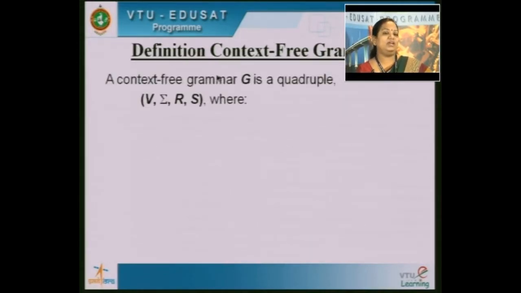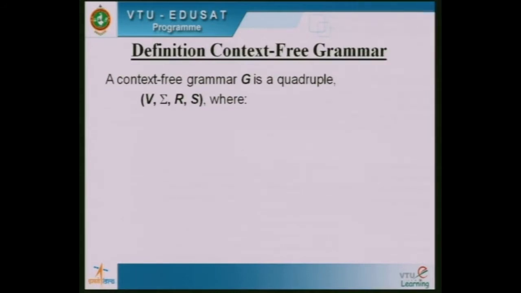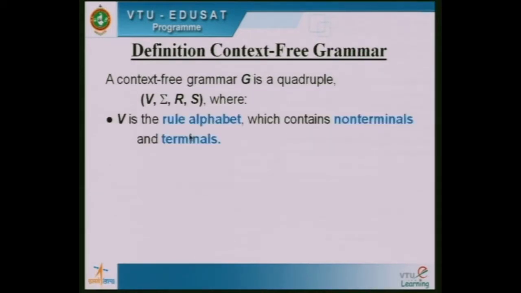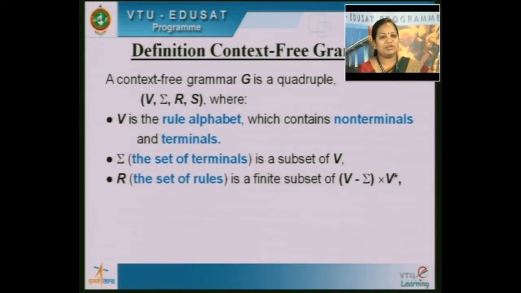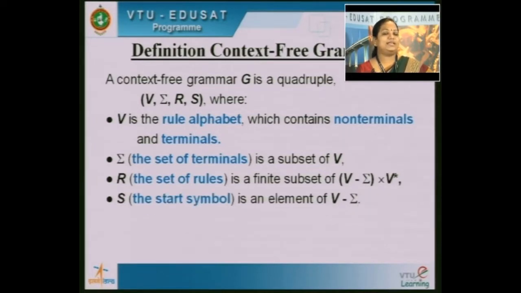Now, let us define the context free grammar. The context free grammar G is a quadruple consisting of V, summation, R and S. What is V? V is a rule alphabet which contains both non-terminals and terminal symbols. What is summation? Summation consists of a set of terminal symbols. R is a set of rules written in the form given for the context free grammar, that is LHS one non-terminal, RHS no restriction, and S represents the start symbol.